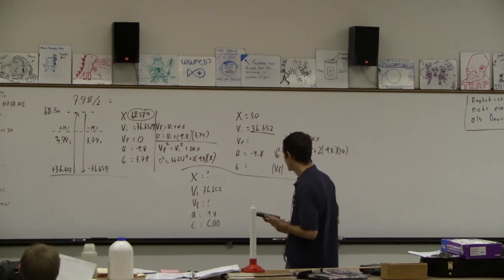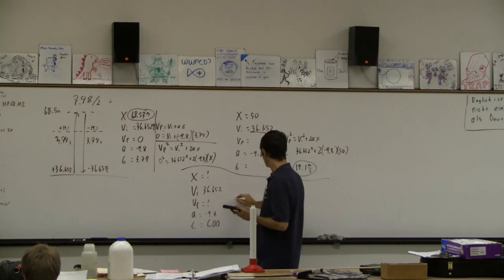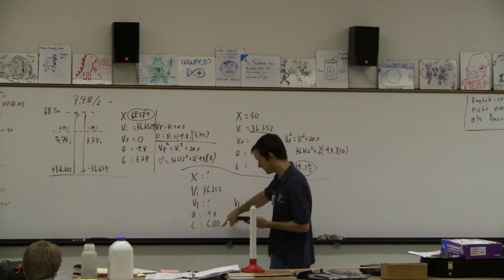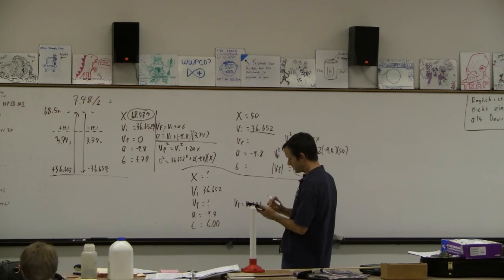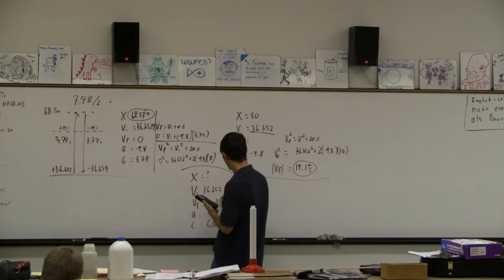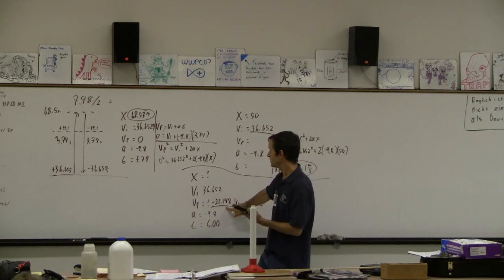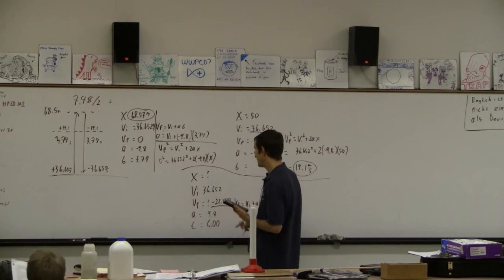Okay, so for the final velocity, I'm going to use v final is v initial plus at. So this guy plus this times this: 36.652 plus negative 9.8 times 6. So the velocity is negative 22. So it's on its way down, but it hasn't hit the ground yet because when it hits the ground, it'll be going that fast. So it hasn't quite hit the ground yet.